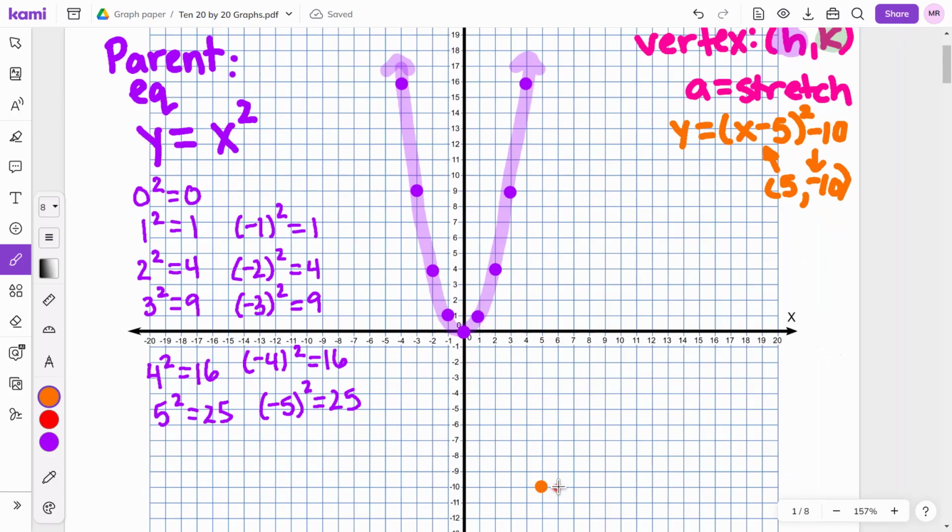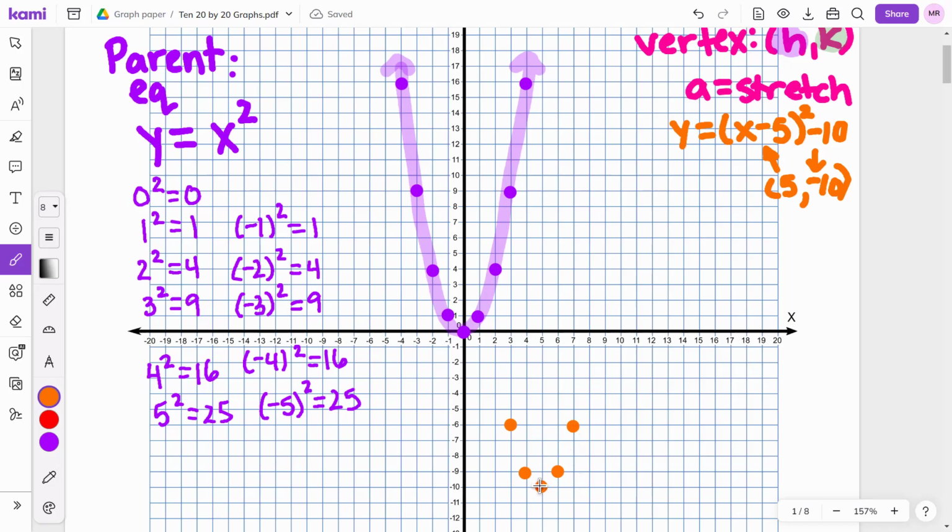So I'm going to go over 1. 1 squared is 1. So I'm going to go over 1 and up 1. And it's going to be the same on the other side. So from my vertex, I'm going to go out 2. And 2 squared is 4. 1, 2, 3, 4. So I'm going to have the same on the other side.